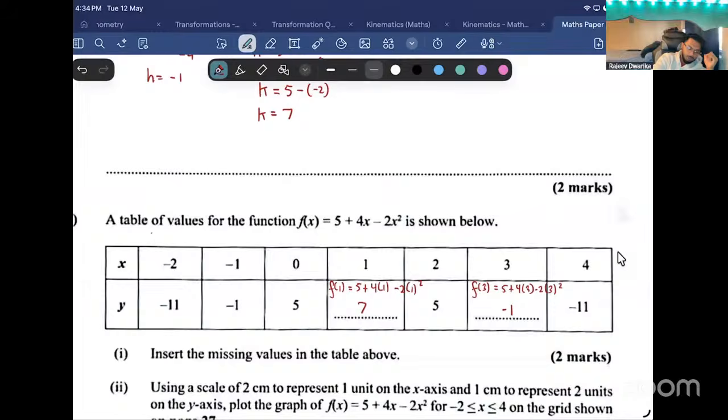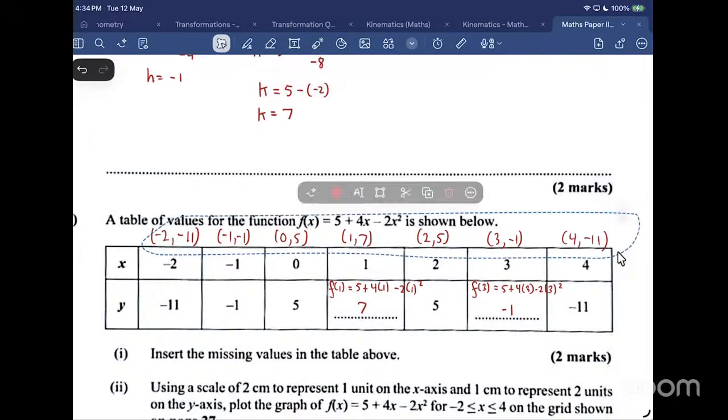And the ordered pairs will be minus 2, minus 11. Minus 1, minus 1. It'd be 0, comma 5. It'd be 1, comma 7. 2, comma 5. 3, comma negative 1. 4, comma negative 11.